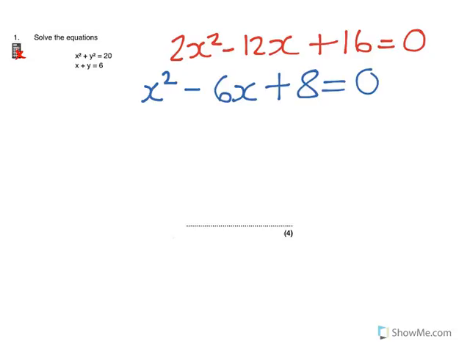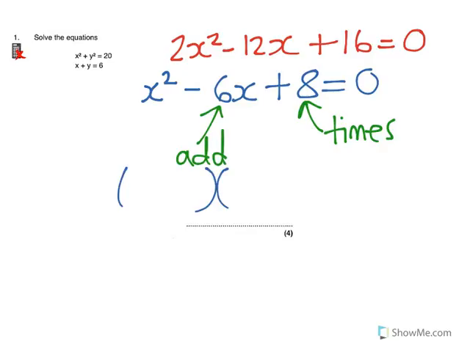Okay, now I've got my quadratic. A couple of ways to solve this, but today we're going to use factorising. So to factorise this, I need to find two things that times together to give me 8, but add together to give me minus 6. Now I know this is going to be in two sets of brackets with an x at the front of both. So times together to give me 8, add together to give me minus 6, well that will be minus 4 and minus 2. Minus 4 times minus 2 gives me plus 8. Minus 4, take away another 2, gives me minus 6.